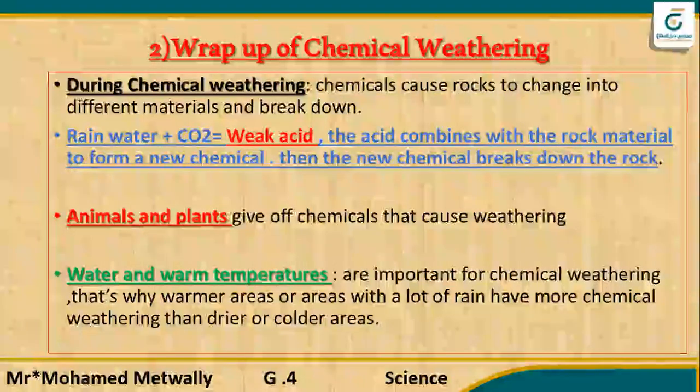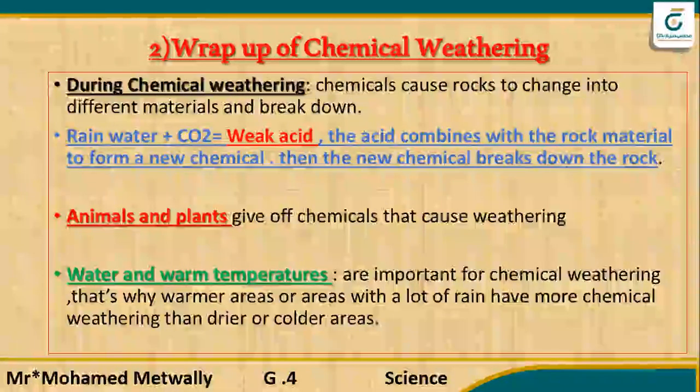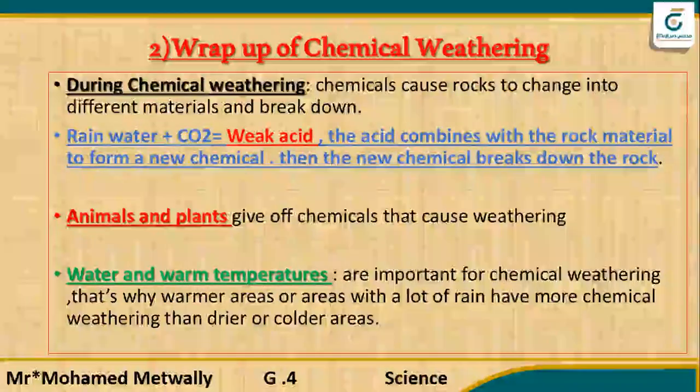The third point here and the last in our today's lesson is water and warm temperature. Water and warm temperature also can cause chemical weathering. It's important to know that water and warmer temperature are important for chemical weathering. That's why warmer areas or areas with more rain have more chemical weathering than drier or colder areas.